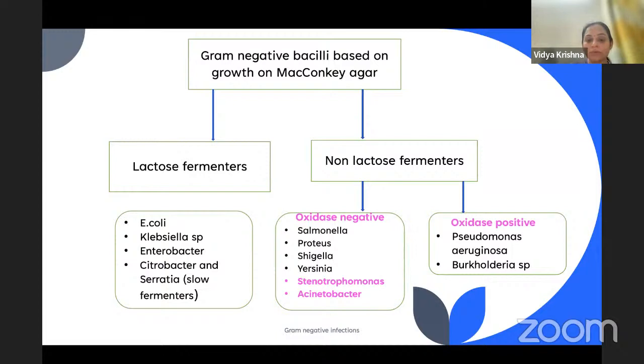Whereas if you have non-fermenters, there you have typically four bugs which are very important. The first thing that you can ask them is whether it is oxidase positive or negative. If it's oxidase positive, then you know that you're dealing with either a Pseudomonas or a Burkholderia, most likely. If it's a non-lactose fermenter, but it's oxidase negative, then you're talking about Stenotrophomonas and Acinetobacter. Obviously, we have a lot of molecular mechanisms and direct tests to identify gram-negative bacilli these days, but knowing the typical basics is still important.